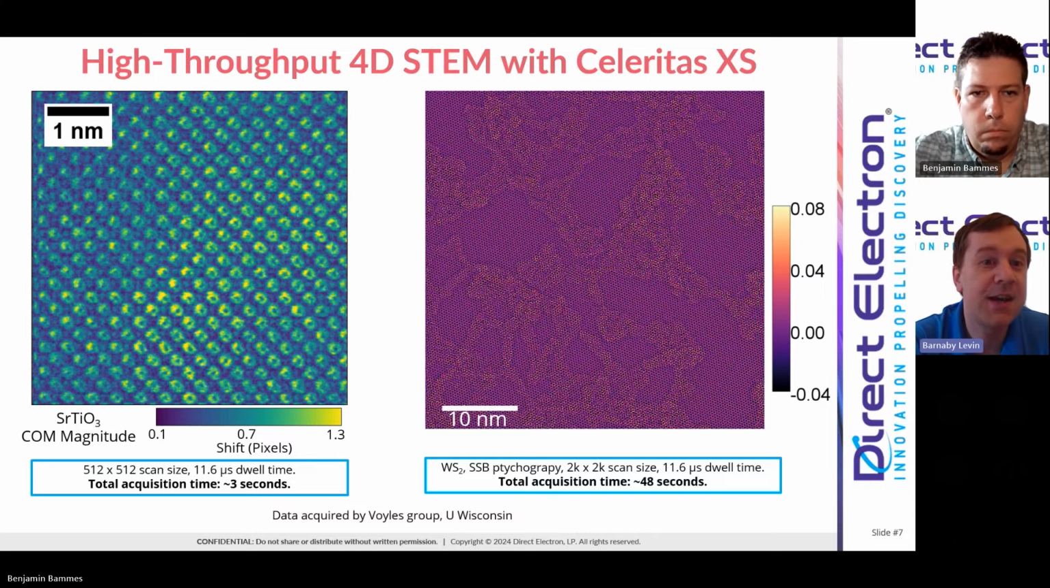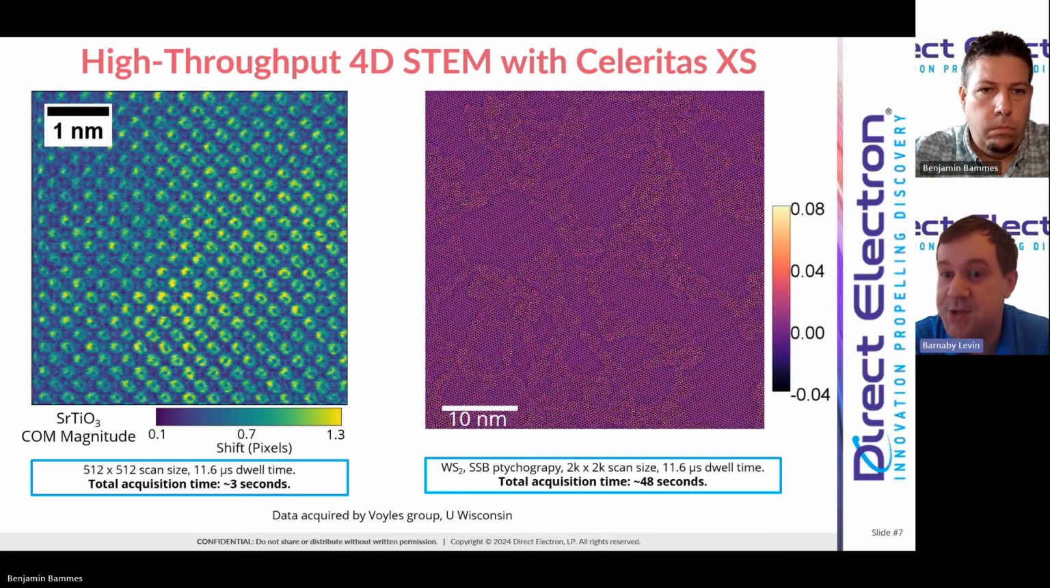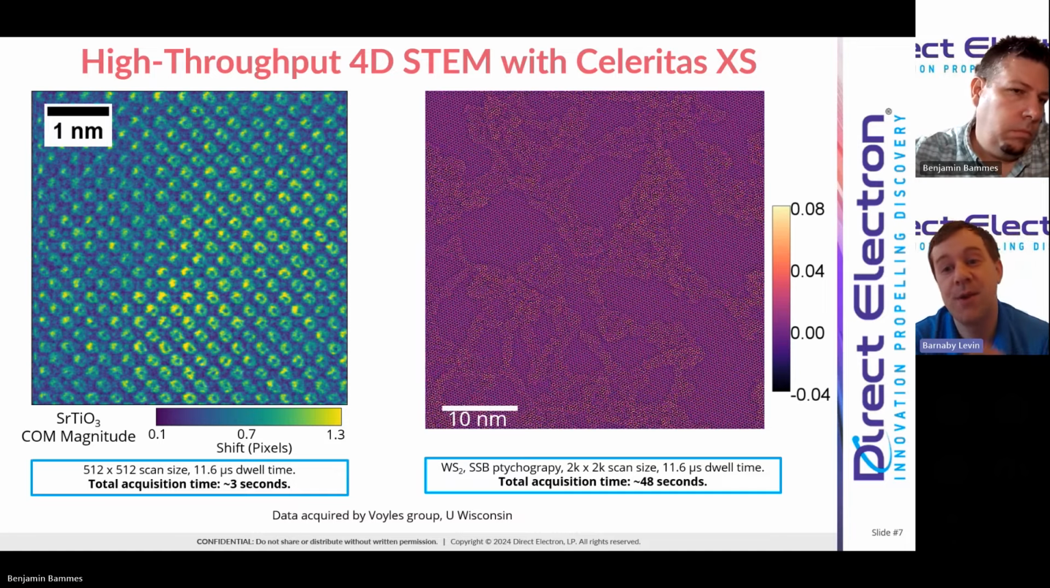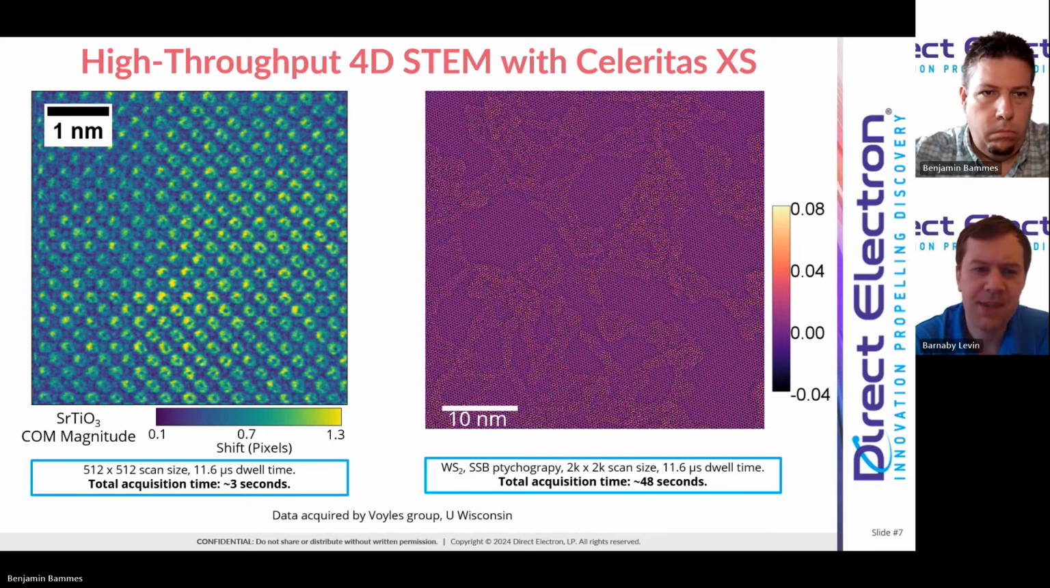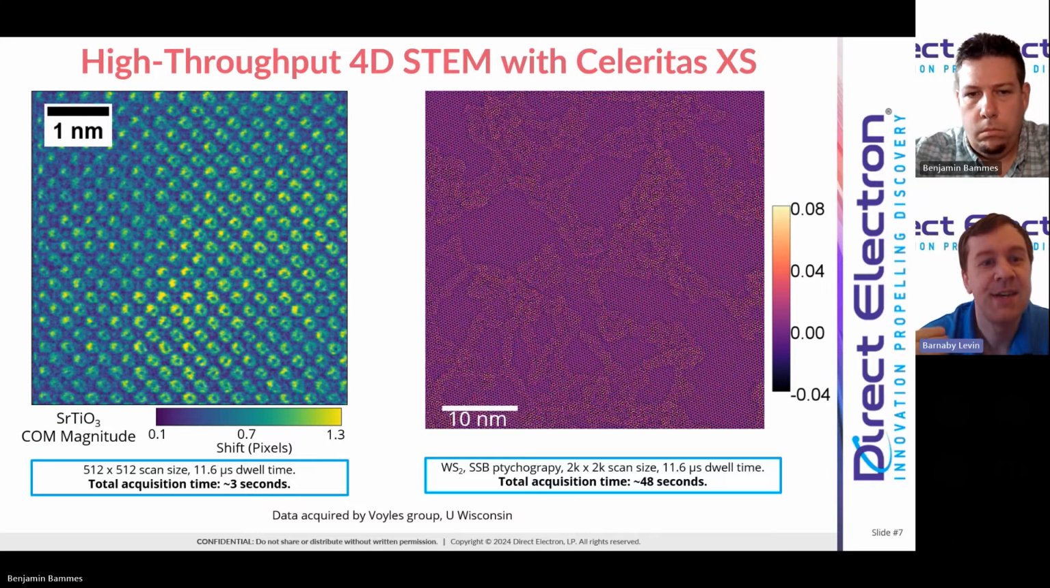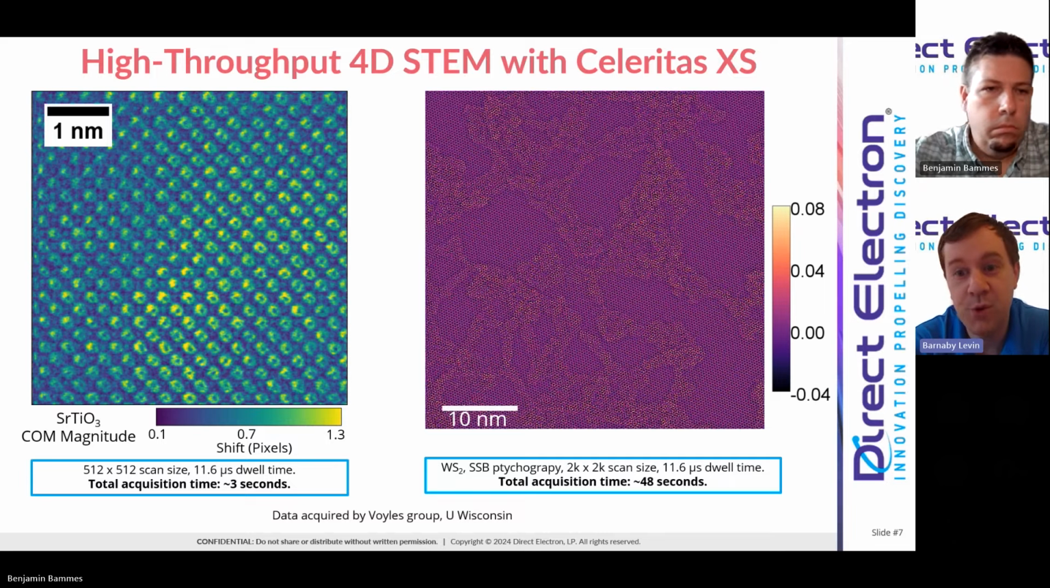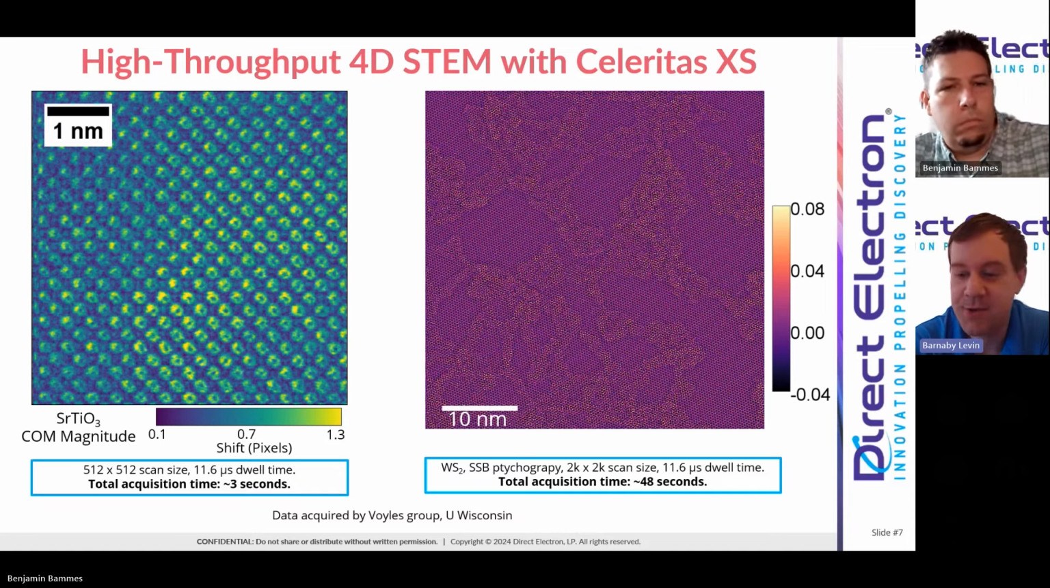This image here is an atomic resolution image of strontium titanate, but we've processed it using a technique called center of mass, which lets you map shifts in position. And you can see donut shapes around the atomic columns in the specimen. Those shapes occur due to the electric fields around the atomic columns. And with Celeritas XS, we can acquire this data very rapidly. This is a 512 by 512 probe position scan acquired in about 3 seconds.